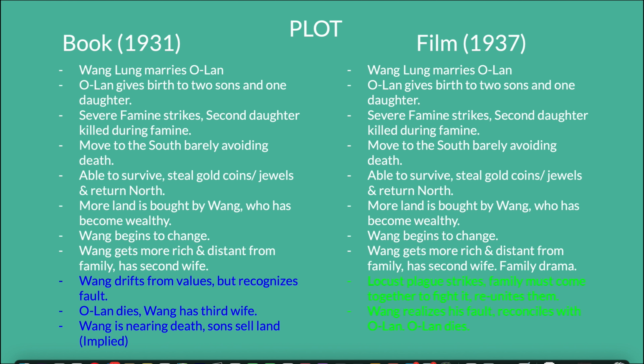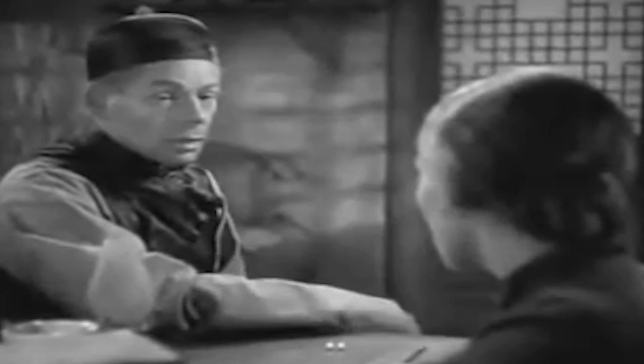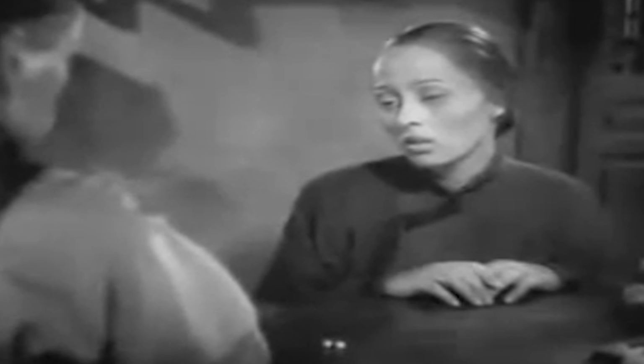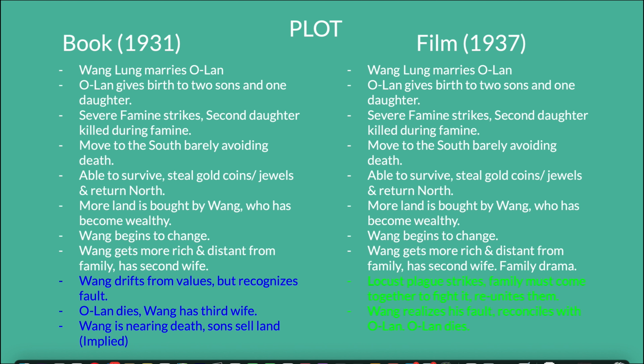Wang begins to change as he grows more wealthy, deviating from his more natural personality into one of a person of status. Wang gets more rich and distant from his family and gets a second wife, much to the dismay of his father as well as Olan. And this is where the differences come into play between the book and the film. Up until this point, the plot has essentially been the same between the two.